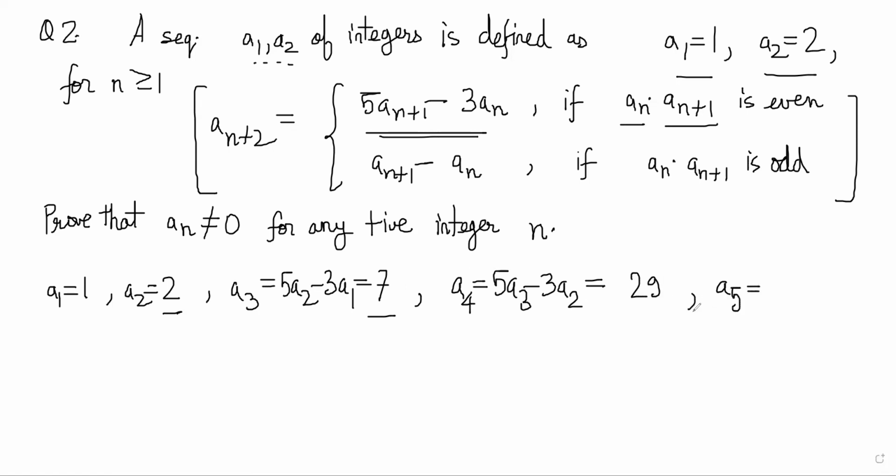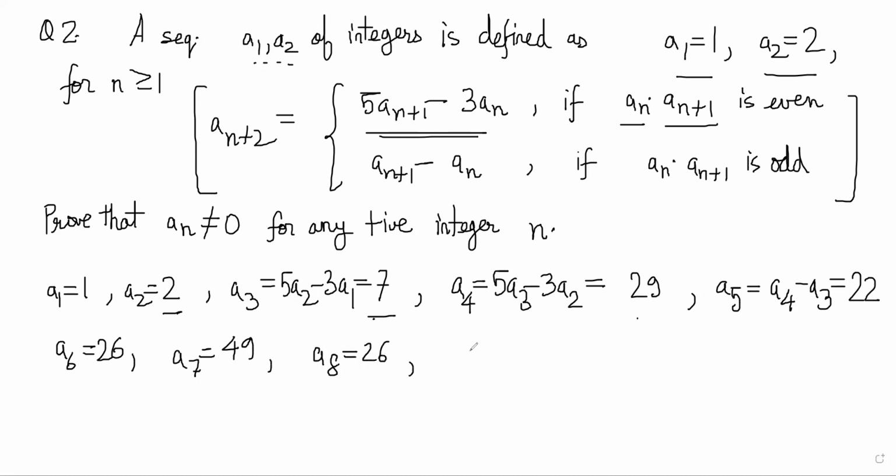And for a5, 7 times 29 is odd. So a5 will be a4 minus a3, and that will come out to be 22. And similarly, you can find some more values here: a6 is 23, a7 is 49, a8 is 26, a9 is minus 17, and so on. I have found so many values here because I want to make a claim about a pattern that is followed in all the a's, right?